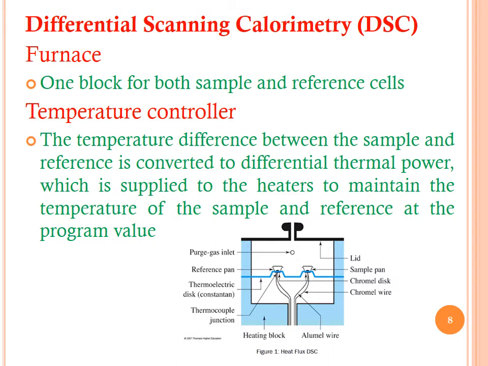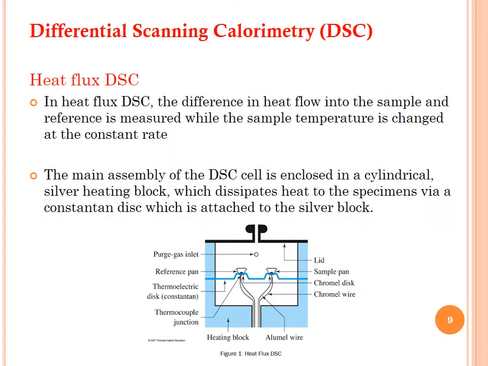Now the furnace: one block for both sample and reference cells is called the furnace. The holder for the two objects in the DSC instrument is the furnace. Temperature controller: the temperature difference between the sample and the reference is converted to differential thermal power, which is applied to the heaters to maintain the temperature of the sample and the reference at the programmed value. Heat flux DSC: in heat flux DSC, the difference in heat flow into the sample and the reference is measured while the sample temperature is changed at a constant rate, fixed in the temperature program.